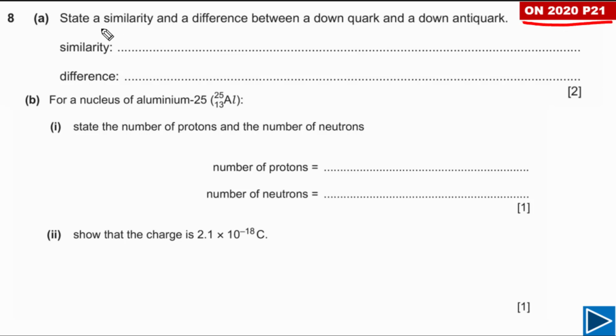1. For part A, we need to state a similarity and a difference between a down quark and a down anti-quark. If you simply remember the charge on a down quark, it is equal to minus 1/3 of the charge on a single electron. So simply you can write that down.